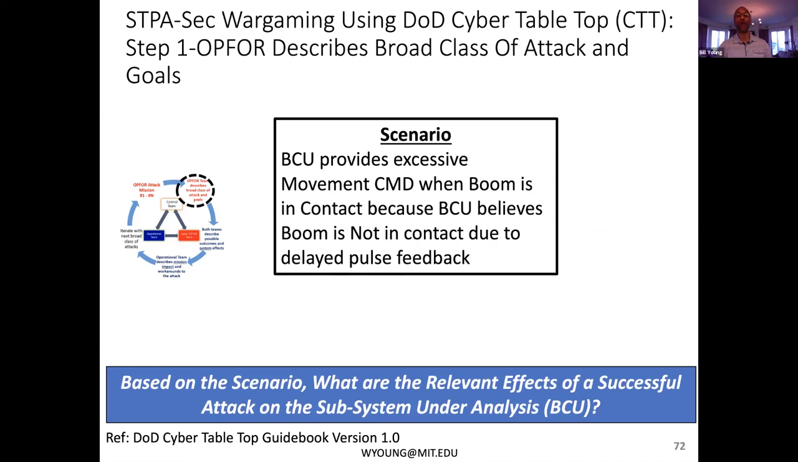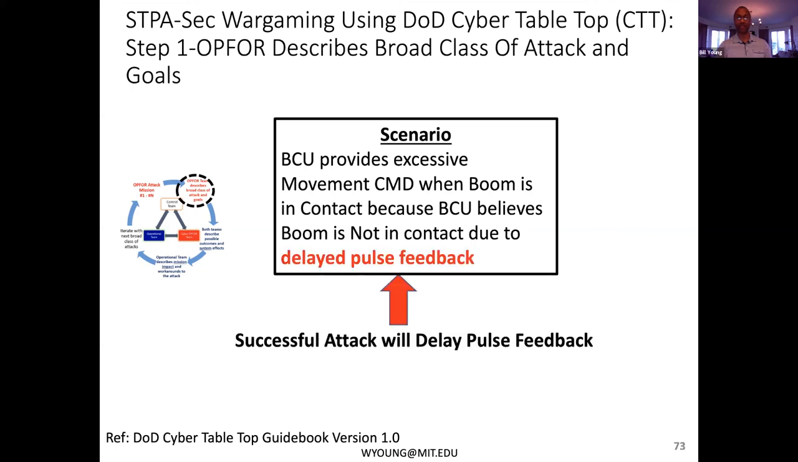You've already done the work to help you answer the question more precisely. For this specific case, what we're concerned about is delayed pulse feedback, because we know that if that feedback is delayed, it can lead to the boom control unit providing an excessive movement command when the boom is in contact, which can cause a hazard, which leads directly to one of the unacceptable losses. So it does put the mission at risk, but you can be more specific because just by using the traceability, you already have the capability to answer the question. It's right here, and it's all based upon leveraging the work you've already done through your STPA-Sec analysis.